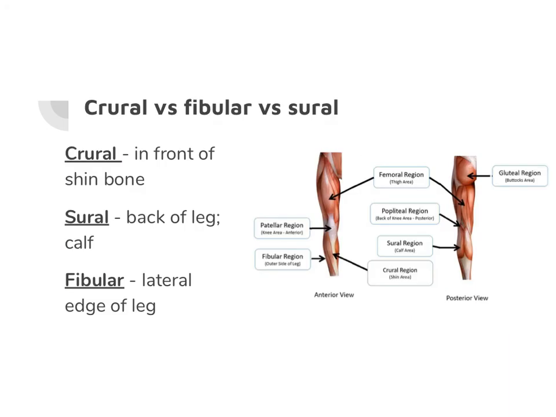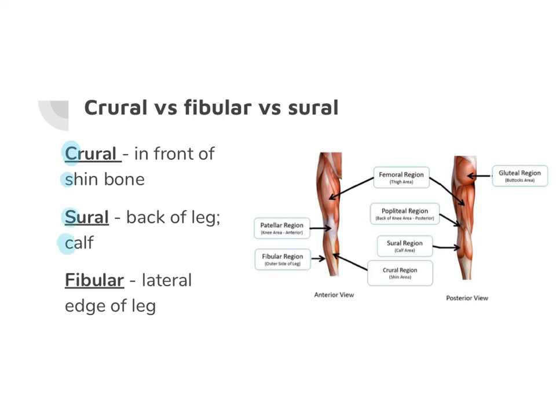Okay, and then the last three that are probably the most confusing out of all of these torso terms are crural, sural, and fibular. Throughout anatomy, I'm going to give you lots of weird mnemonic devices that help me remember these things. If they work for you, great. If not, use your own strategy to remember the little things that we have to. So for crural, that is the front of your lower leg or your shin bone. And for sural, it's the back of the lower leg or the calf muscle.